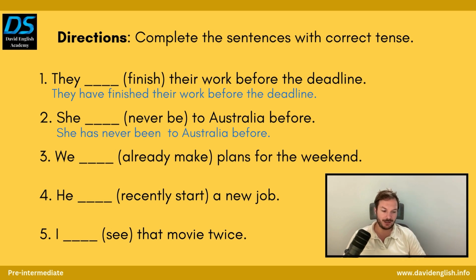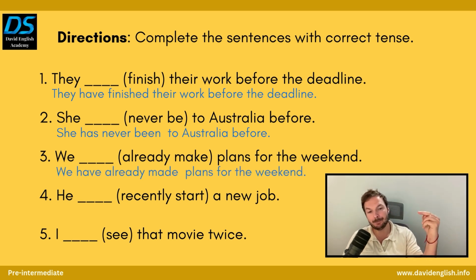Number 3, we already make plans for the weekend. Here, you're not again telling me when you made the plans for the weekend. So I'm going to say we have already made plans for the weekend, and I'm using a verb 3. We have already made plans for the weekend.